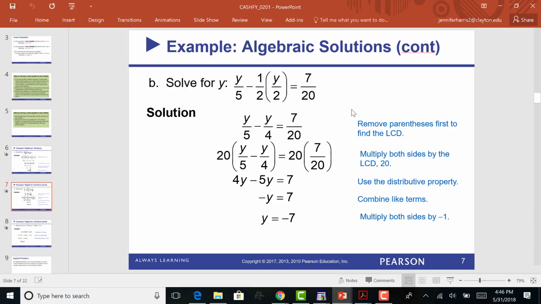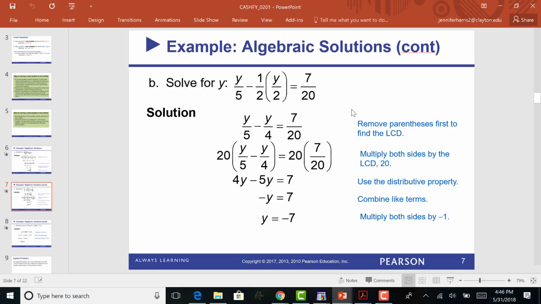Yes. All right, what's my LCD? 20. How'd you get that? 5 times 4. Okay, so you did 5 times 4, and you said, well, 5 goes into 20, 4 goes into 20, and 20 goes into 20. So that's my LCD. I agree with you. LCD is 20. All of my denominators need to now become 20.